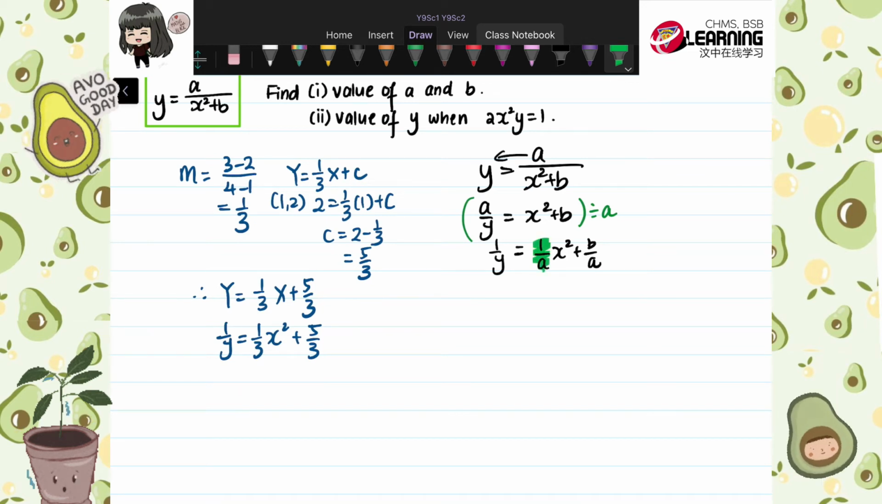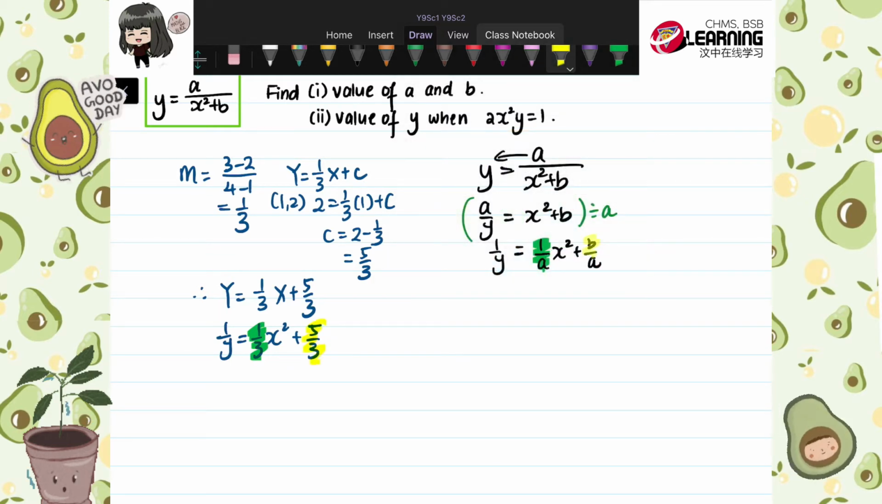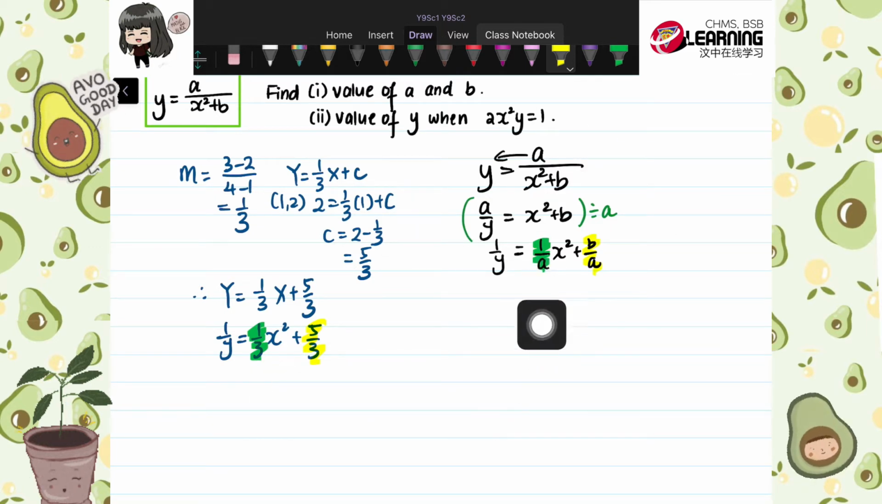So 1 over A equals 1 over 3, and then my 5 over 3 is my B over A. You see that? You are comparing. This is step 4. So your step 5 is comparing already.